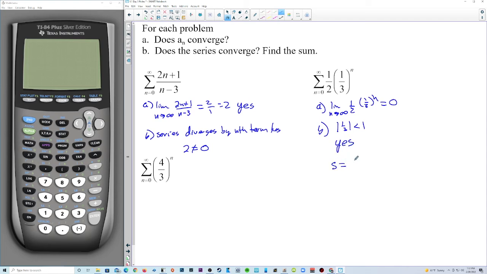The sum is a sub 1, which is 1/2, over 1 minus 1/3. Now that's 1/2 over 2/3. So 1/2 times 3/2 is 3/4.